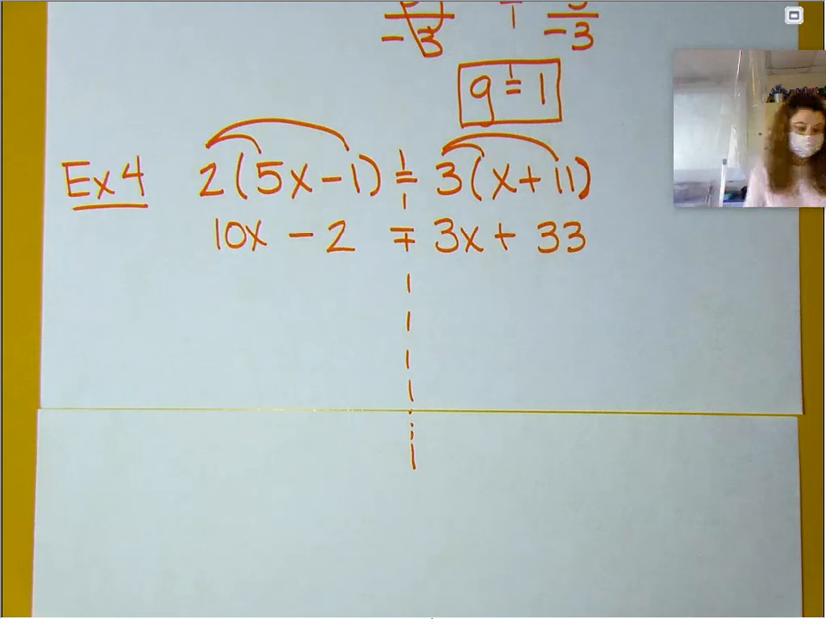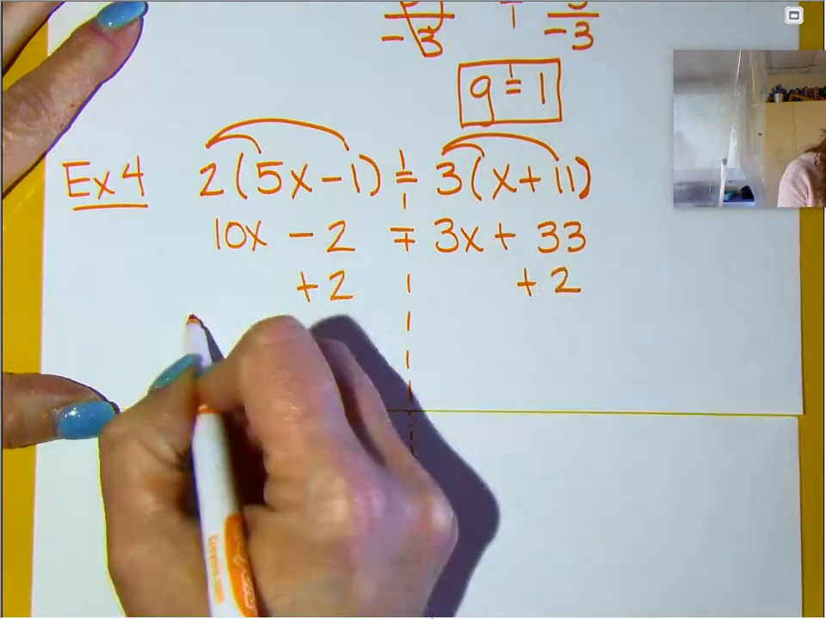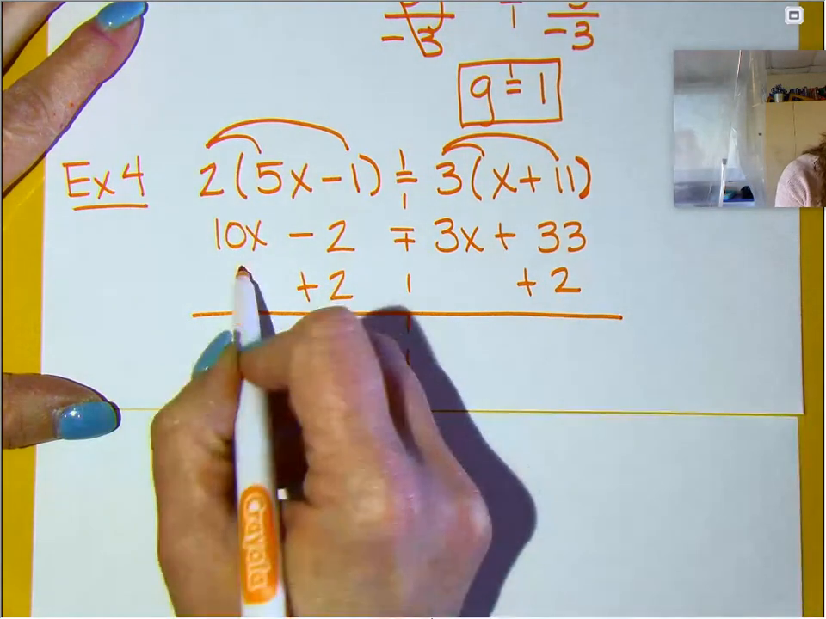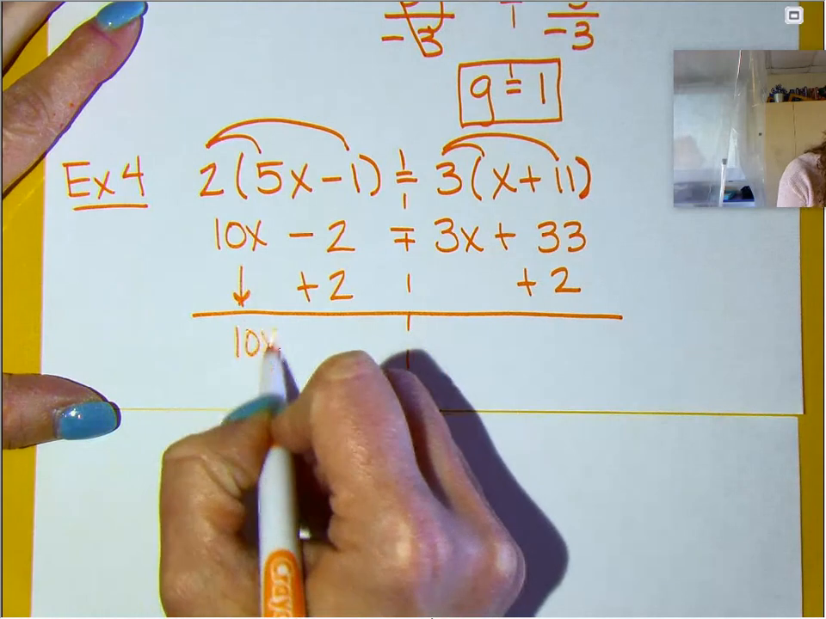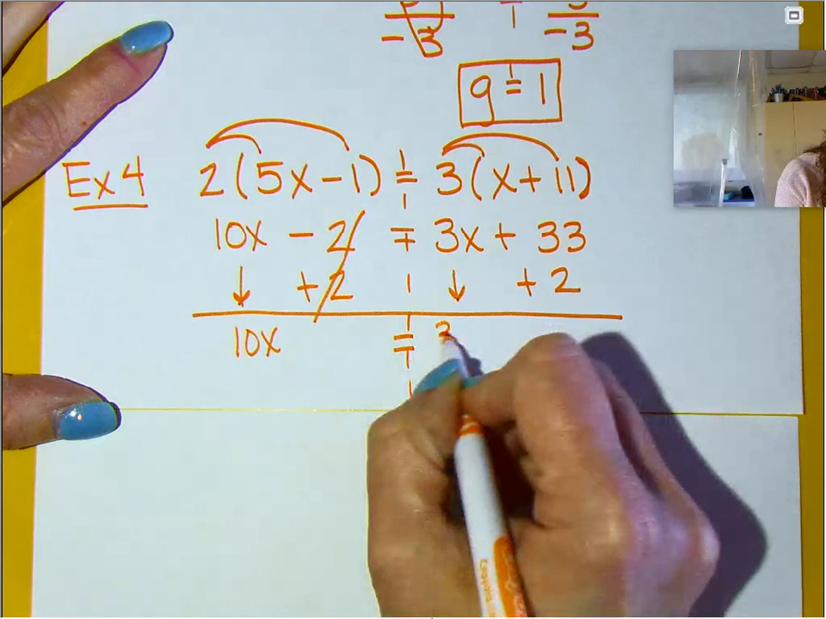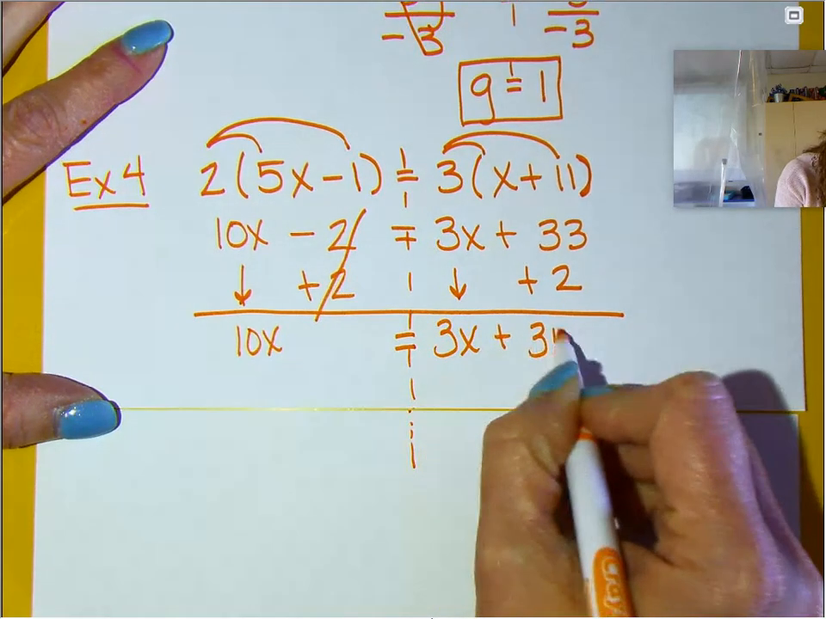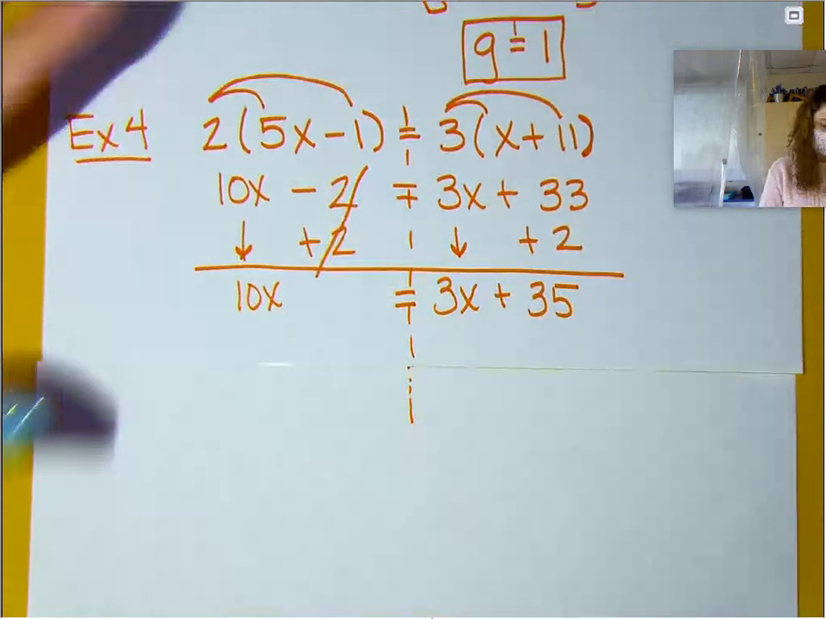And the 2. Add the 2. All right. Bring down the 10x. The 2's cancel. Bring down the 3x. And what's 33 plus 2? 34. Good. And now that we've done that, what do we have to do next?